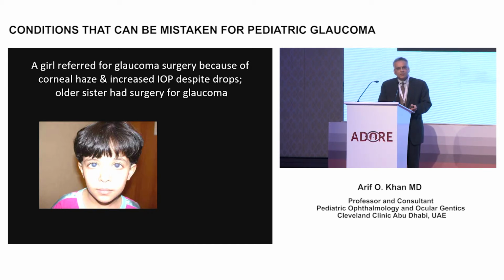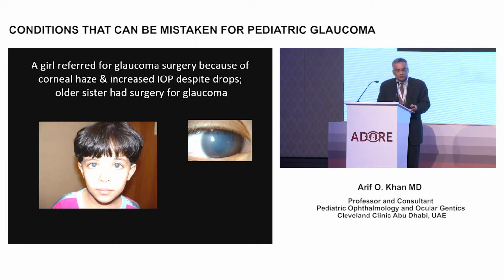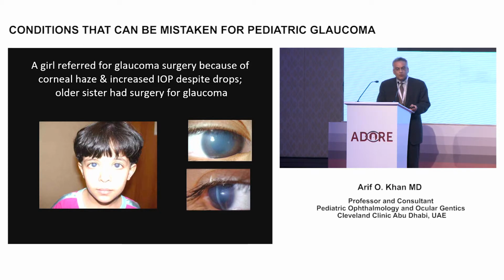And in fact, when we do refraction for her, we can refract her, she's hyperopic. So immediately, this doesn't make sense as a case of glaucoma. When we look at her more carefully, there's corneal haze, but it's a diffuse mosaic haze. The cornea is extremely thick. This is a corneal abnormality. This is congenital hereditary endothelial dystrophy. There's no optic nerve cupping, and the pressure is elevated because the cornea is abnormal.